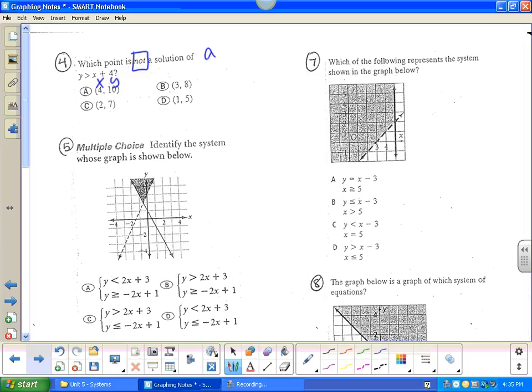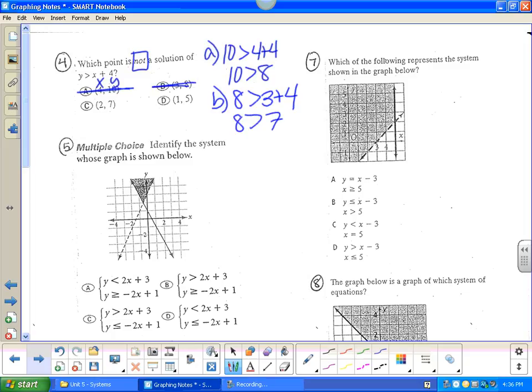So if I'm testing A, I'm going to have 10 is greater than 4 plus 4. Is 10 greater than 8? Yes, that's a true statement. So it is a solution, so it's not the one I want because I want the one that does not work. B is going to be 8 is greater than 3 plus 4, and 8 is greater than 7. So it's out. So let's test C.